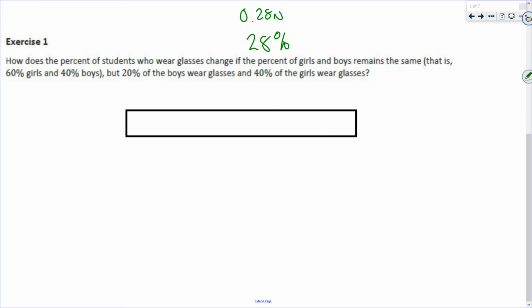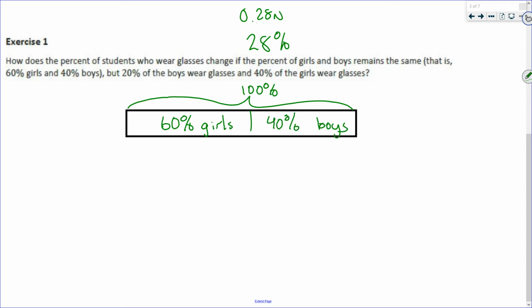Okay. So how does the percent of students who wear glasses change if the percent of boys and girls remains the same? That is, 60% are girls, 40% are boys, but this time 20% of the boys wear glasses and 40% of the girls wear glasses. So we still got the exact same situation. We still have a tape diagram that represents 100%. But this time we have 60% that are still girls. We still have 40% that are boys.